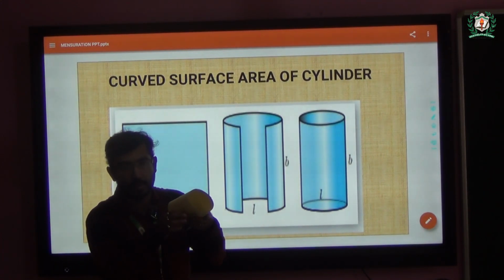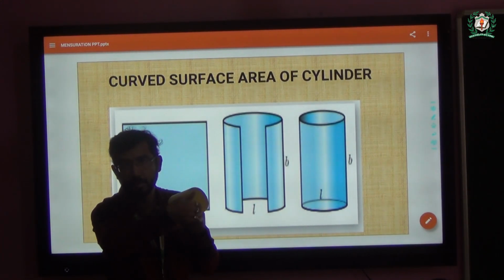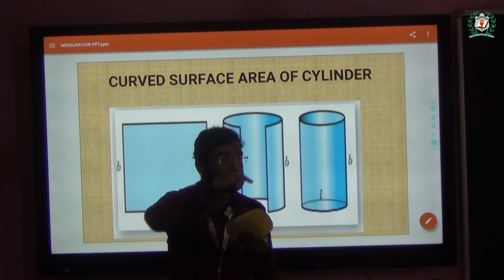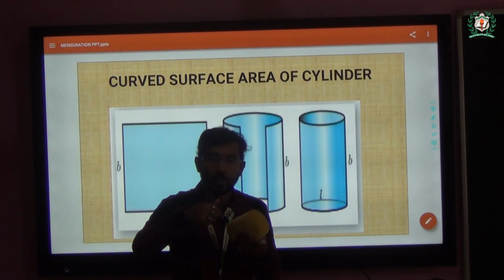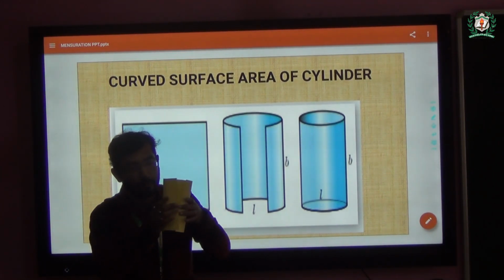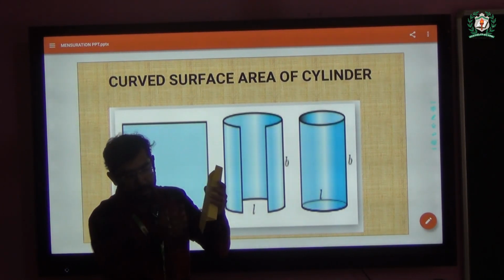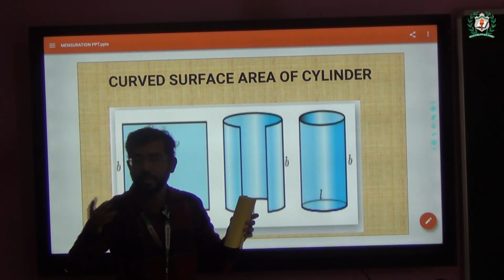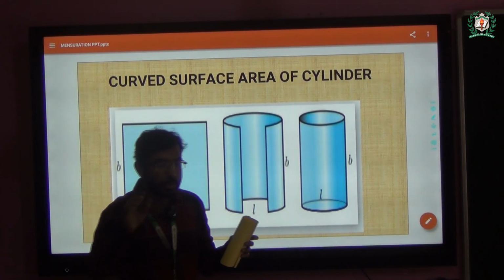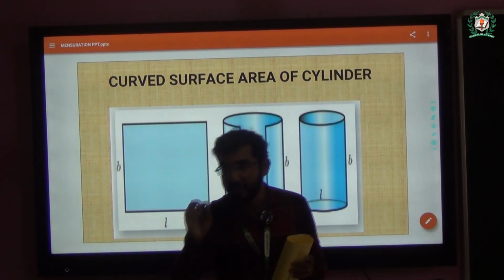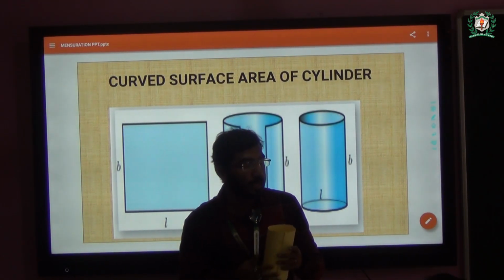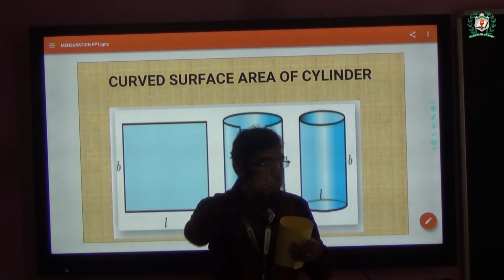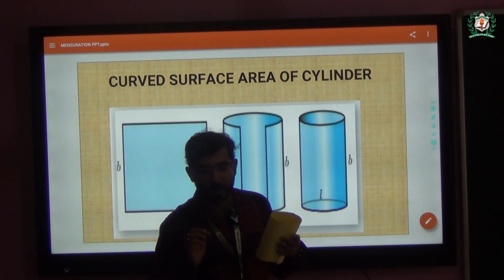Now whenever I am folding this one, the length becomes what? Circumference. So what is the circumference of a circle? 2 pi r. Again when I am folding this, the breadth becomes what? Height. That means we can consider this one as h. Okay. So when you have written that the area of rectangle is L into B, just below the L, can I write that L becomes 2 pi r? So just below the L, write 2 pi r.